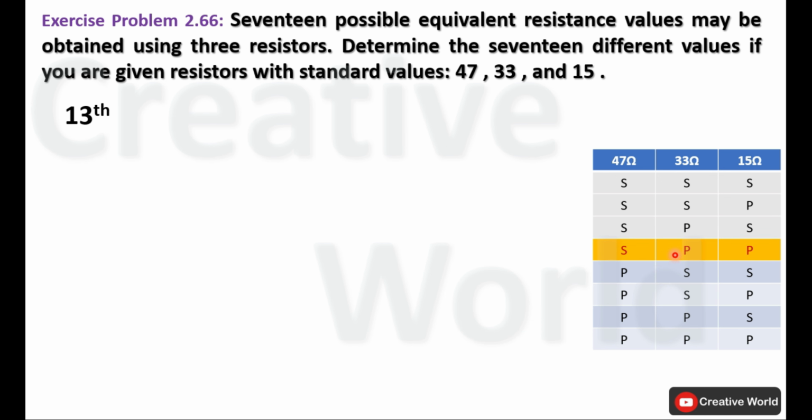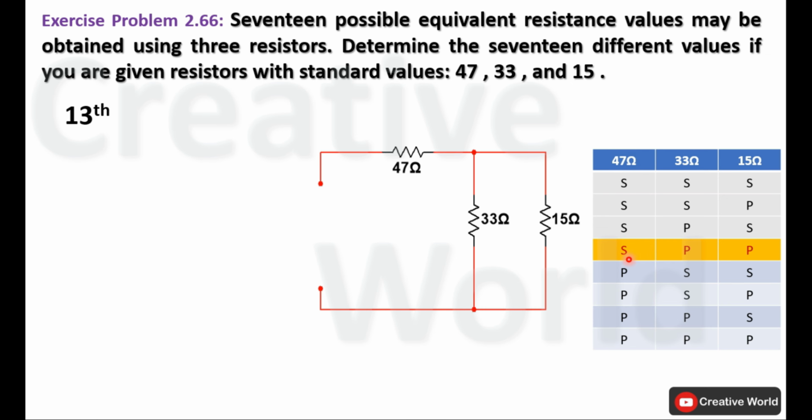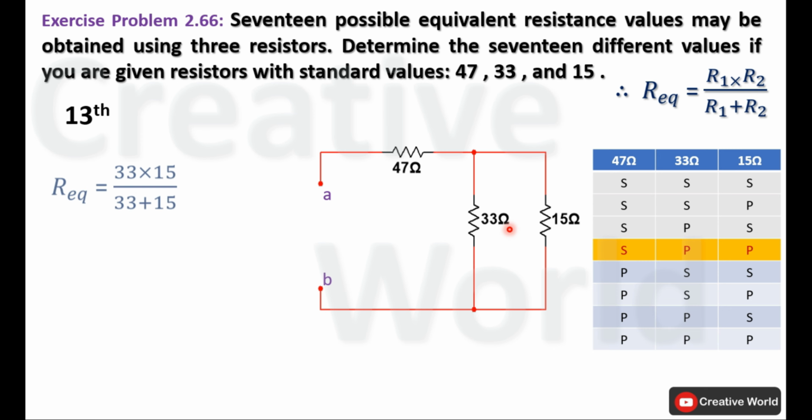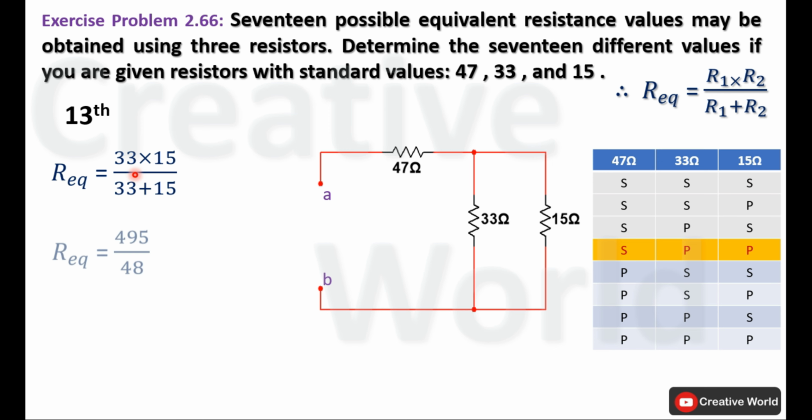In this configuration, 33 ohm and 15 ohm are connected in parallel, and both of these are connected in series with 47 ohm. Circuit diagram is provided here. So we will solve this circuit to calculate equivalent resistance. First of all, the equivalent resistance of these two resistances will be calculated using this equation. In this equation, R1 will be 33 ohm and R2 will be 15 ohm. Product of 33 and 15 will become 495.